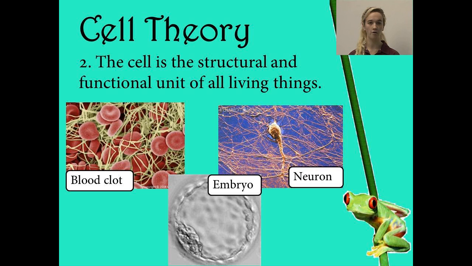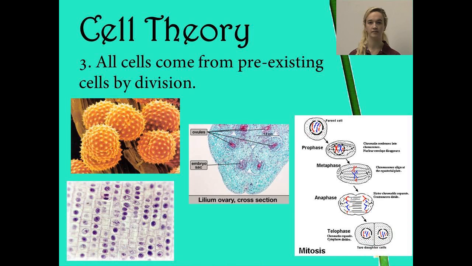The third part of the cell theory is that all cells come from pre-existing cells by division. So here I have a picture of pollen. That's what gives some of y'all allergies, especially as summer's coming. Pollen is sort of the male part of a plant. And so when it comes in contact with the female part of the plant, which is under the flower, so this is a lily flower.